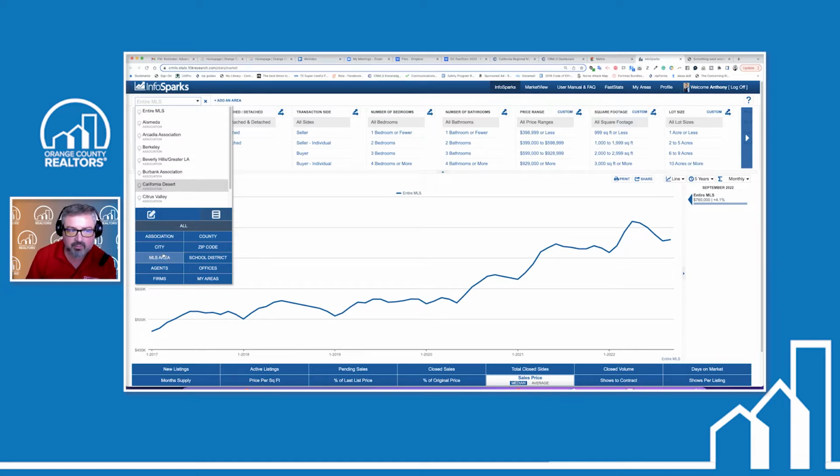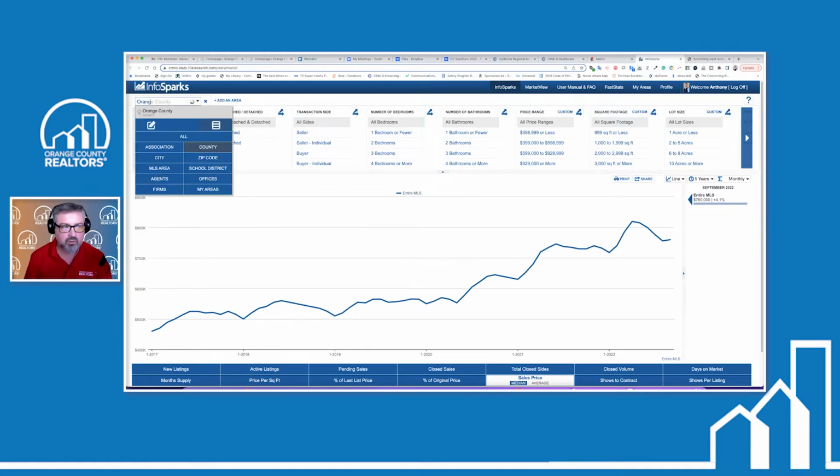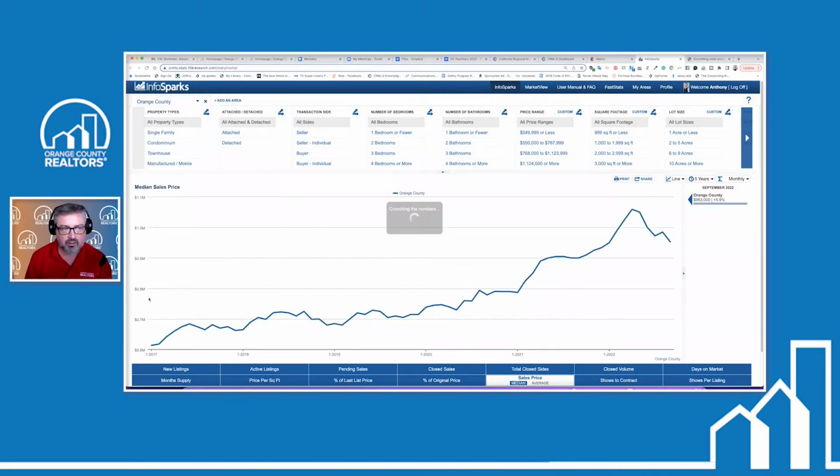So say as an example, I want to look at Orange County. Simply select county. And now back at the top left, I'm going to type in Orange. Now for my list of counties that are Orange County or begin with Orange, I'm now going to select Orange County. And we now see our number readjust. Now we see here in Orange County that the median sales price goes from 760 to now 953, up 5.9% compared to September of 2021.